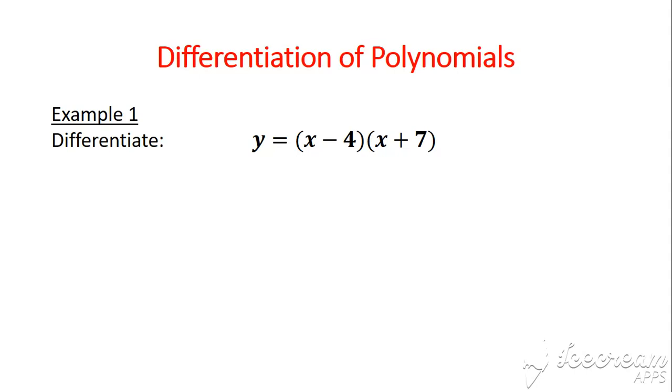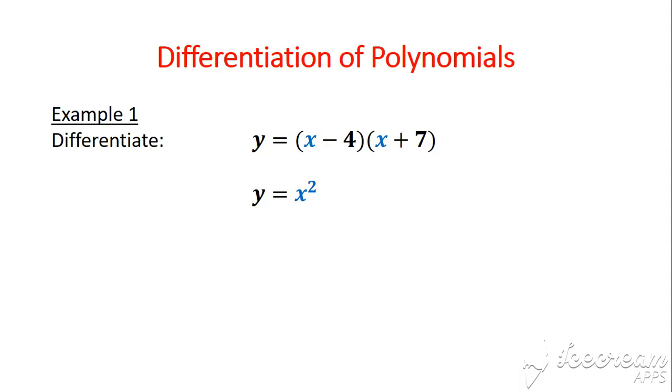So in example 1, let's differentiate this function, y is equal to 2 brackets, the first x minus 4 being times by the second bracket x plus 7. Alright, let's practice expanding this out. Hopefully you remember from the last couple of years.